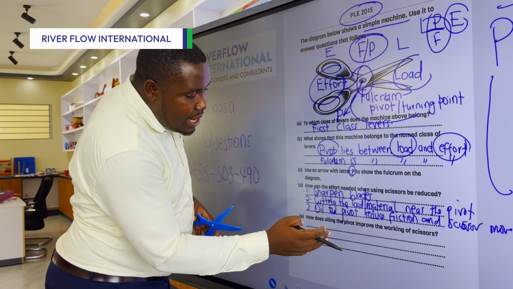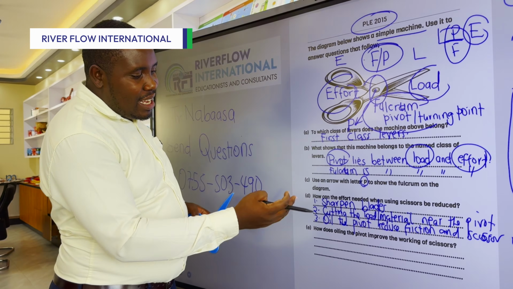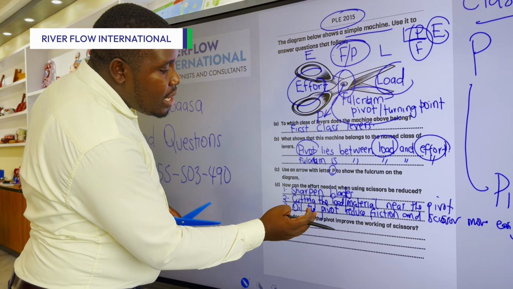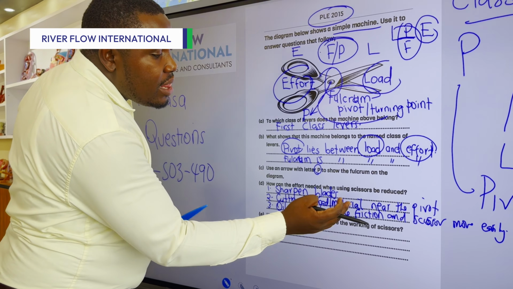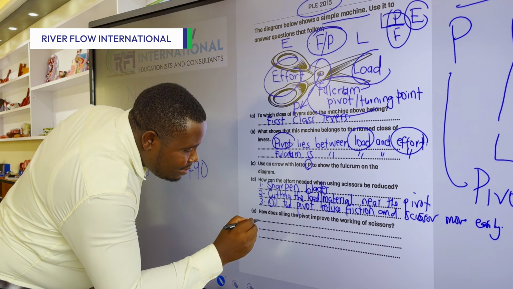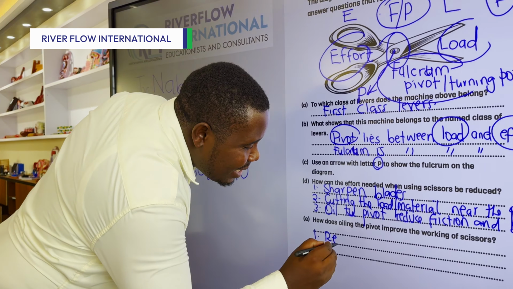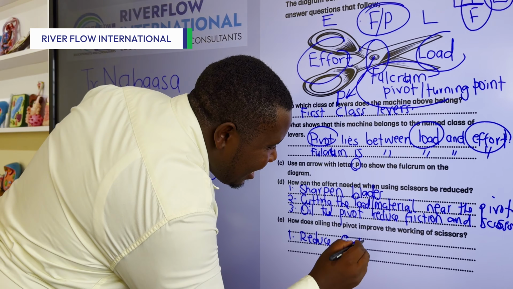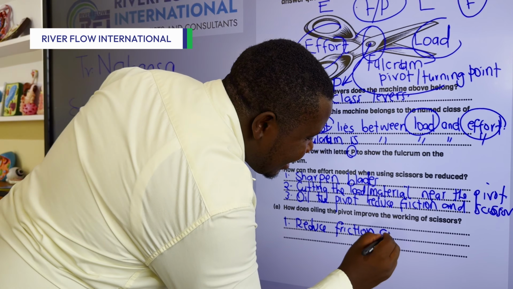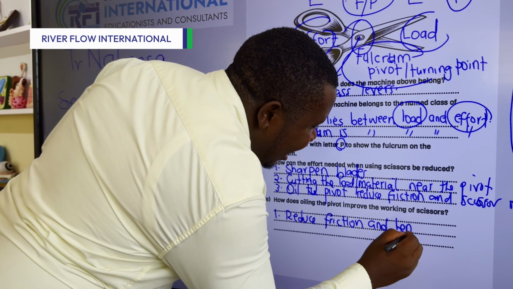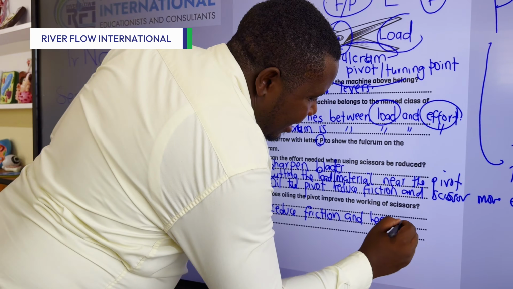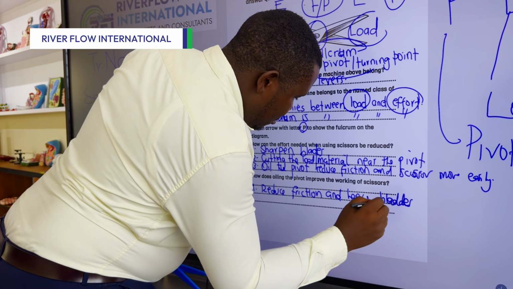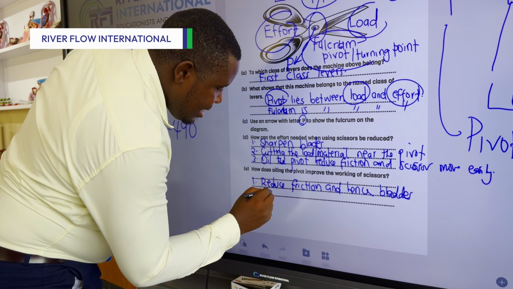How does oiling the pivot improve the working of scissors? It is very simple. You reduce friction, and hence the blades move easily.